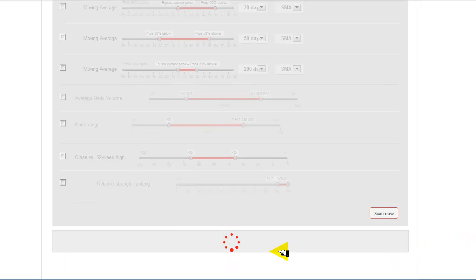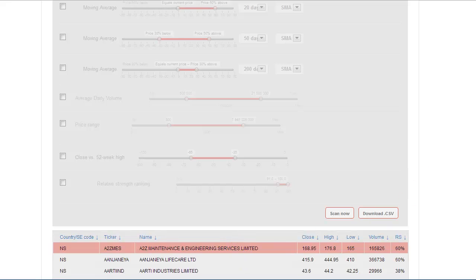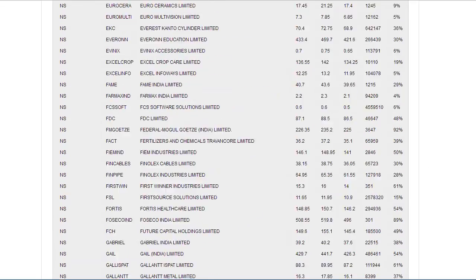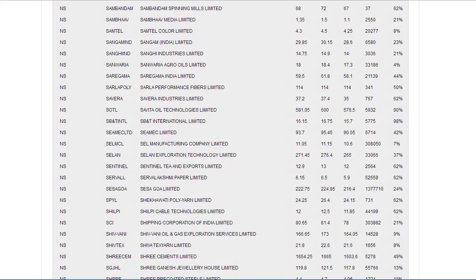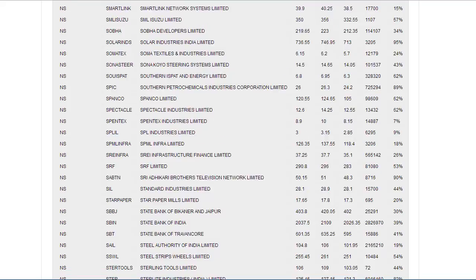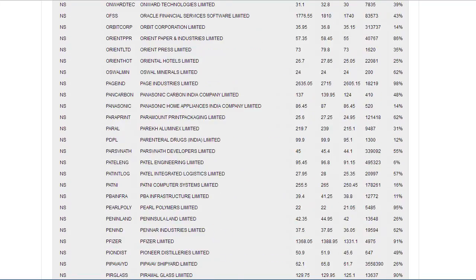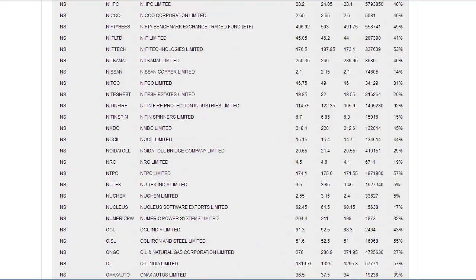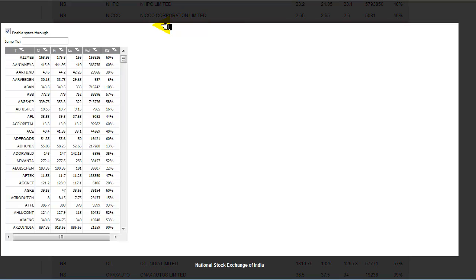And you'll see the wheel spinning here. And now we have a list of all the stocks on the National Stock Exchange because we didn't have any filters. So we get all the stocks right here. And they're alphabetical, so we'll just look for Nifty right here. Nifty Benchmark Exchange Traded Fund. And then we simply click on the name of the stock to open up the chart.